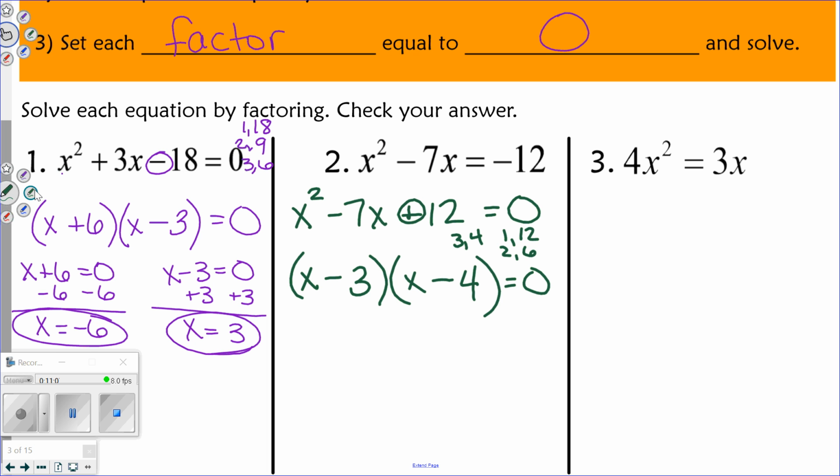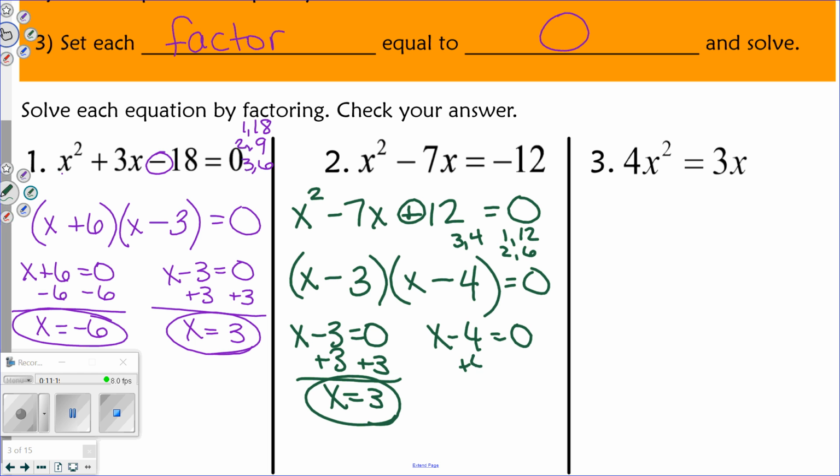And then we set each one equal to 0 and solve. So add 3, add 4. So x equals 3 and 4. Now, do we have to show our work in solving? That was your question, right?